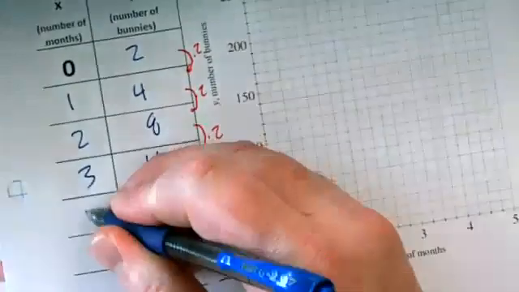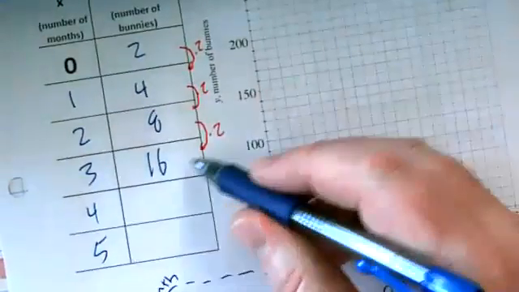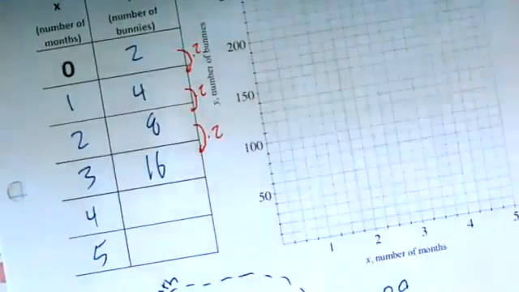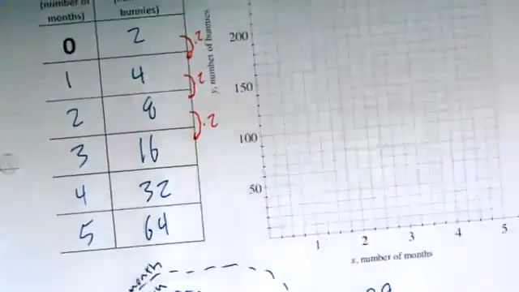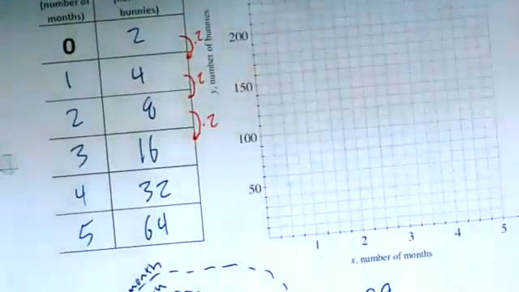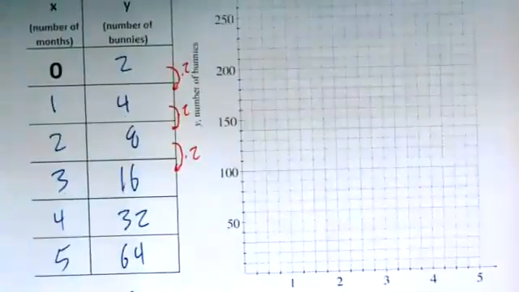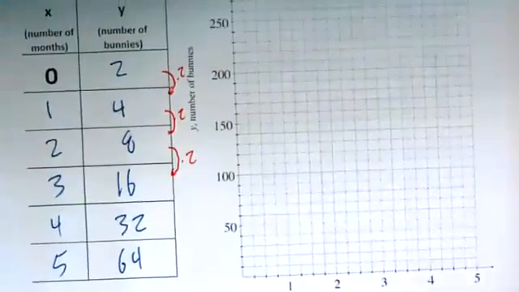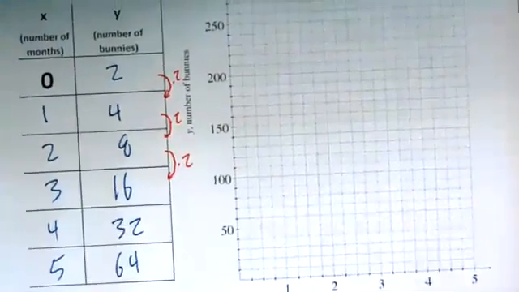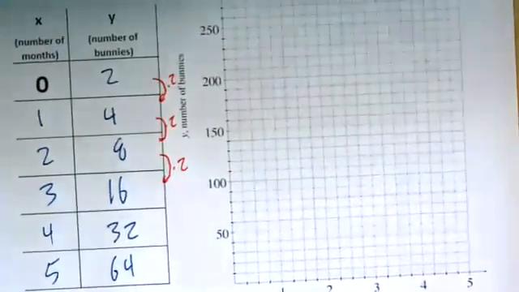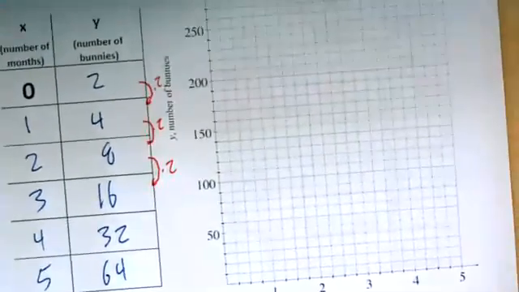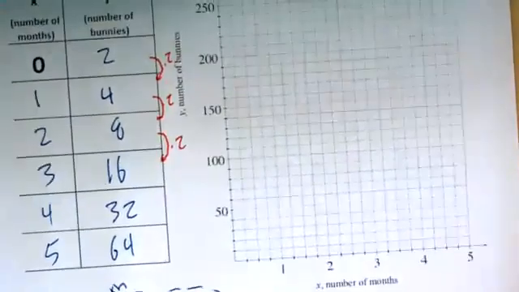So help me fill out the rest of this table. 16 times 2 is 32. 32 times 2 is 64. All right, would you please go ahead and graph those points? I see many of you grabbed rulers today, but I do not want you actually using the rulers to connect those points today. Those rulers will be great as a bookmark.